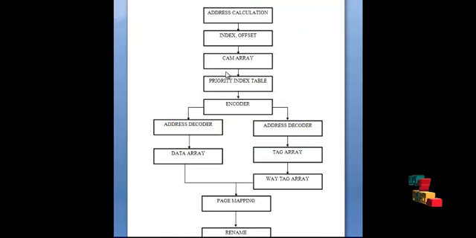Now we are going to discuss the flow diagram of our process. First of all, we give the input to the address calculation, then we generate the index and offset, then we give the input value to the CAM array, and the array is converted into a priority index table. Then we pass the input into the encoder. The encoder is divided into two parts, address decoders. These inputs are given to two address decoders. Then we generate a tag array and a data array output, which is finally passed into the page mapping, and finally we give the rename of our process.